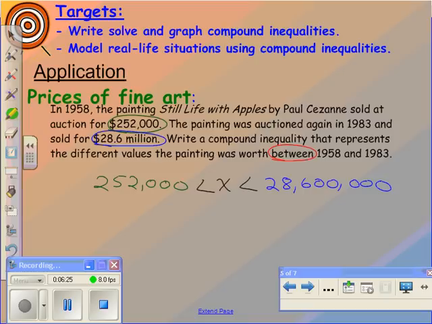The next thing I have to consider: do I want to include the numbers 252,000 and 28.6 million? Are those included in the price? Since the painting was sold for 252,000, I do want to include that number. So I'm going to put equal to on both of those as well, because I do want to include both numbers.